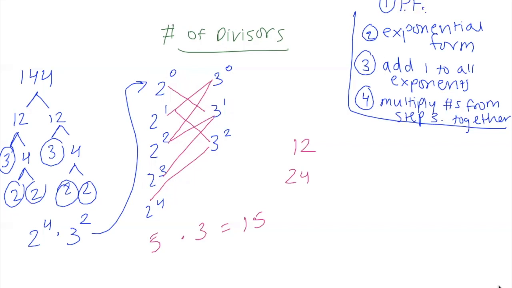So now we're going to practice using another example. And let's go back to our original example of 1,000. So remember, the first step is to prime factorize. So we have maybe 10 and 100. Then we get 2, 5.